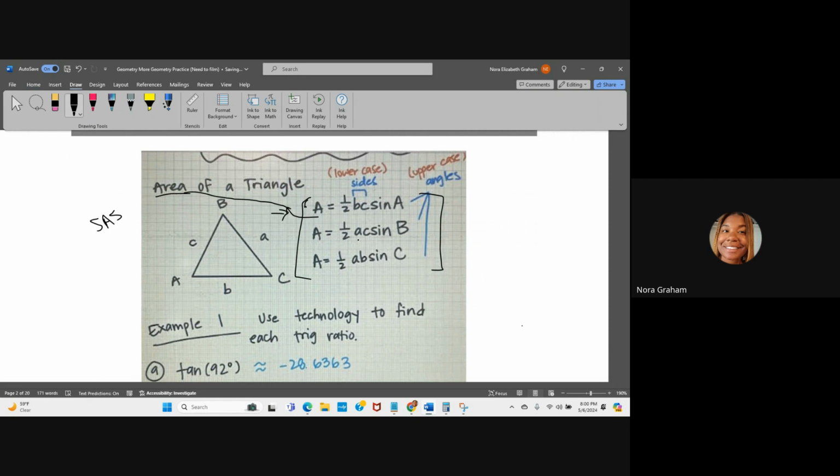I have 1/2 A and C, and I include my angle B. Again, that's side angle side property. So with these formulas for area of a triangle, when it's not a right triangle, you're going to be looking at side angle side property, right?